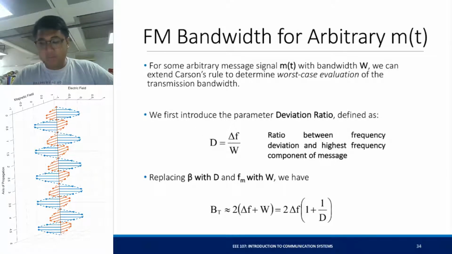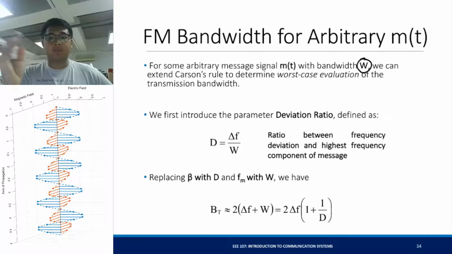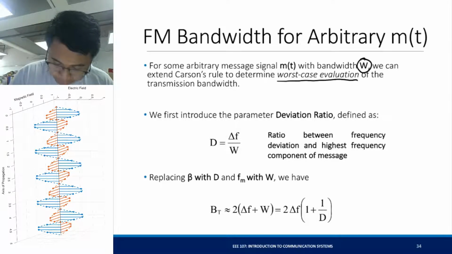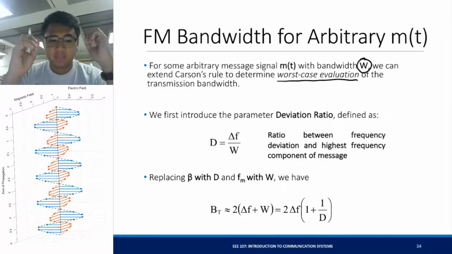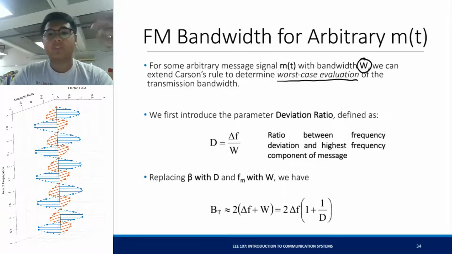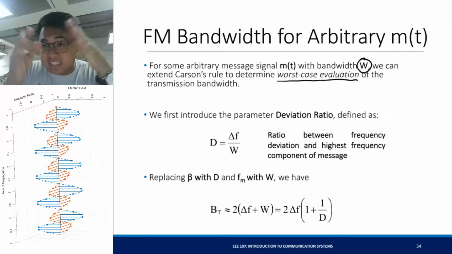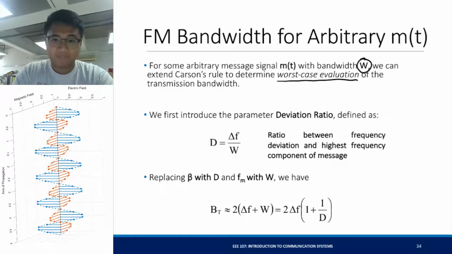Now, let's look at the bandwidth for an arbitrary m(t). For some arbitrary m(t) with, let's say, bandwidth W, we can extend Carson's rule to determine the worst case evaluation of the transmission bandwidth. So why do we use the worst case evaluation? If we're talking to a client, and the client asks us why the bandwidth is this large, this is the worst case scenario that the bandwidth will occupy. It could be less than that, but this is the worst case scenario, and let's prepare for the worst.